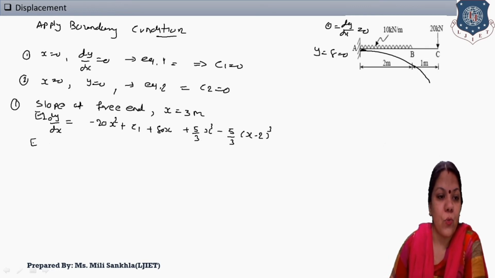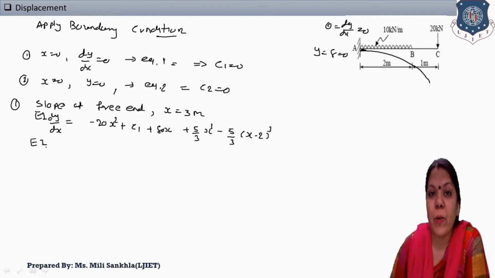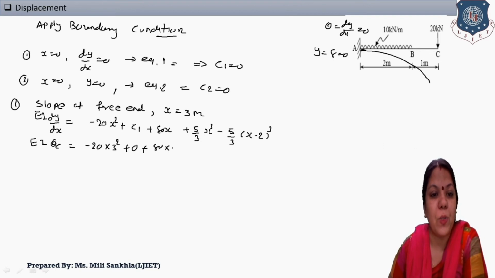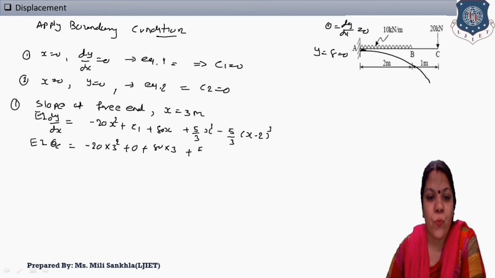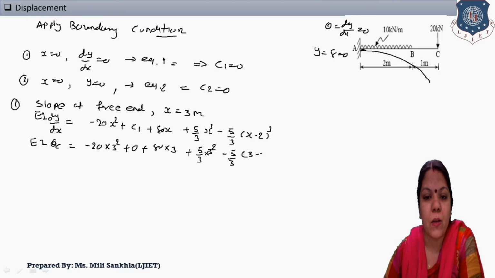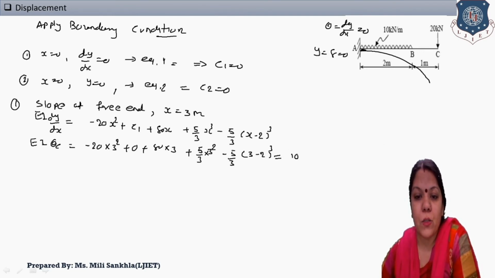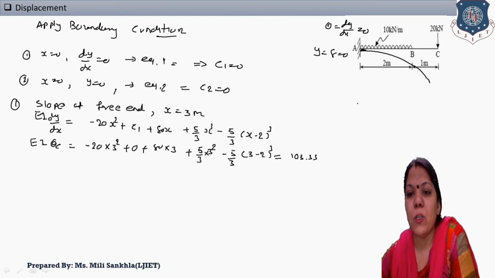Now put the value, this is EI, and in place of dy by dx we can also write theta C, because at C point we find out slope. We can write here theta C also, minus 20. What is the value of x? That is 3 square, constant C1 is 0, plus 80, and value of this x is equal to 3 meter, plus 5 by 3, x is equal to 3 square, then minus 5 by 3, and x is equal to 3 minus 2 cube. Here we count all terms because all terms are not equal to 0. Here after simplifying this, theta we get 103.33.